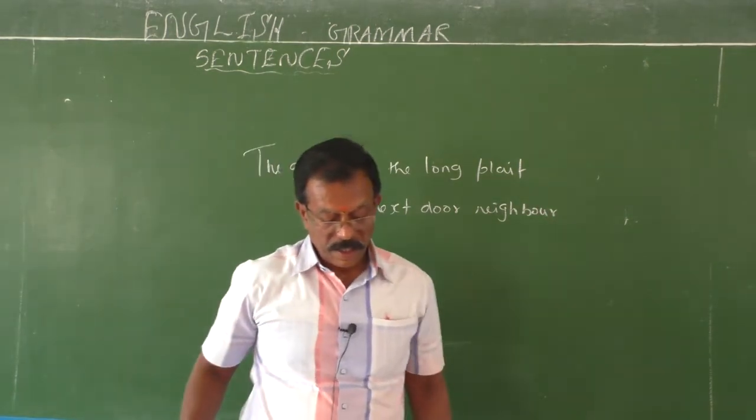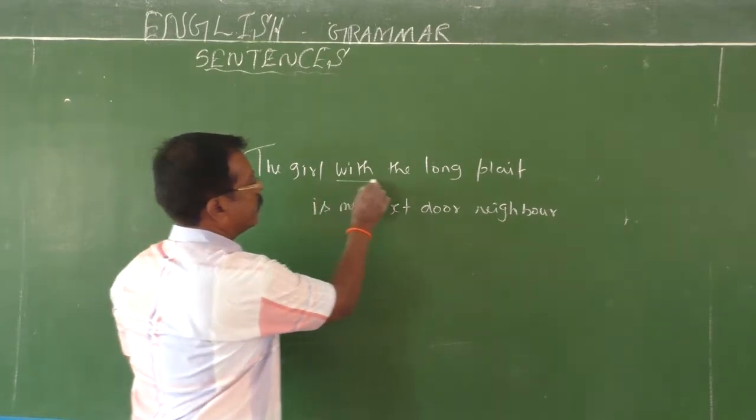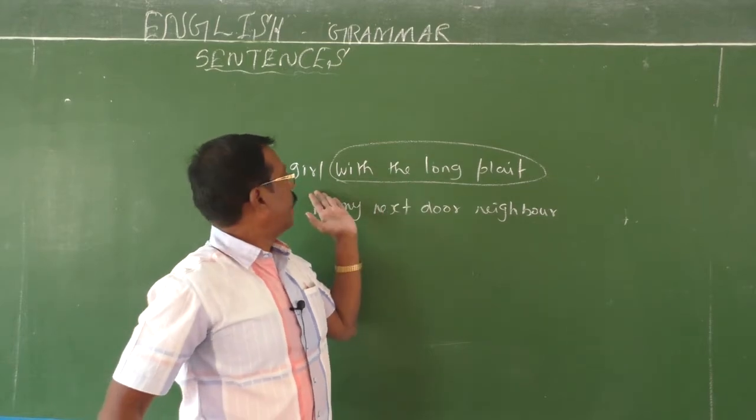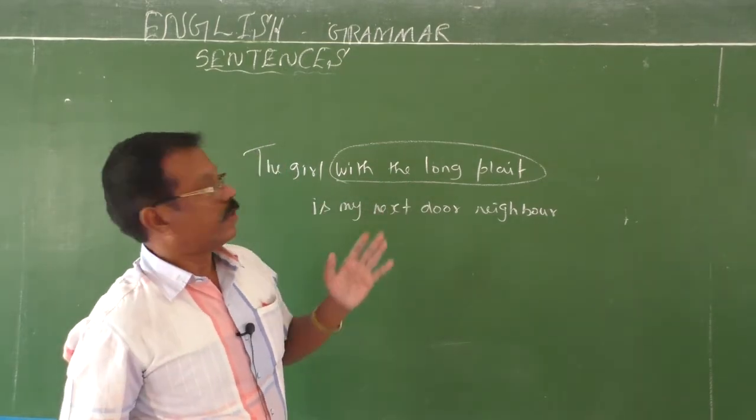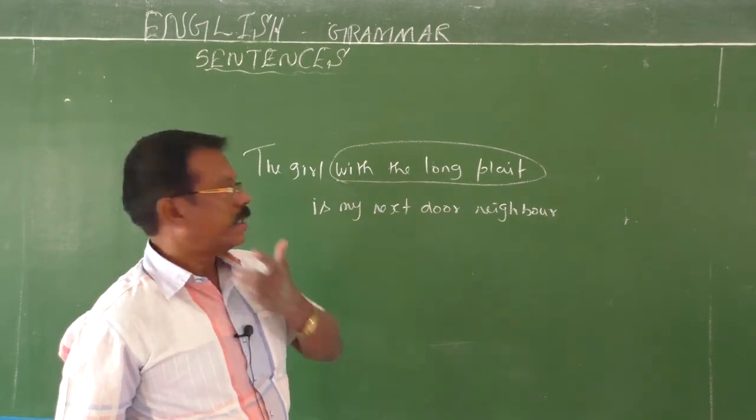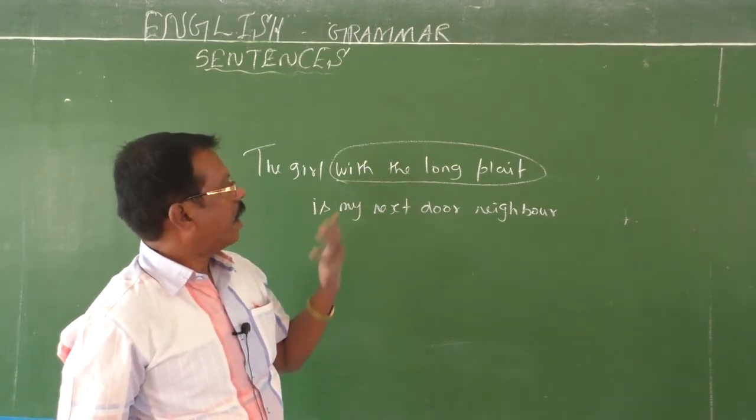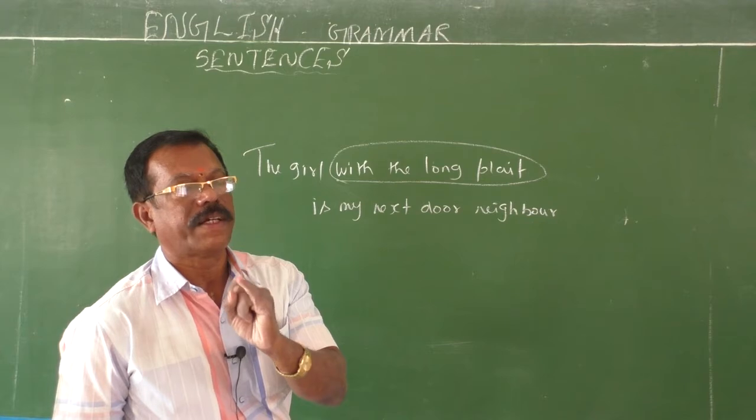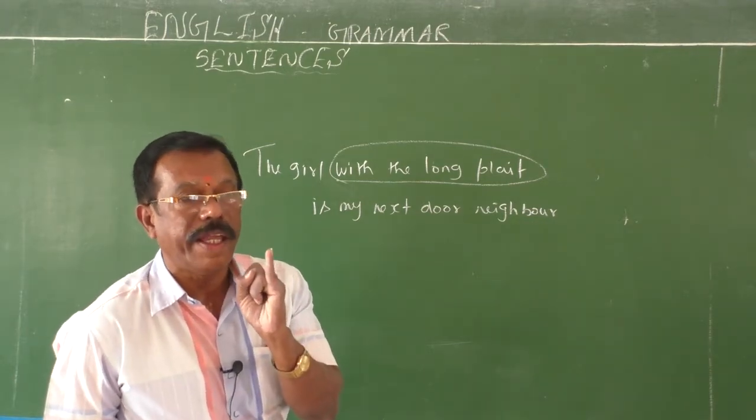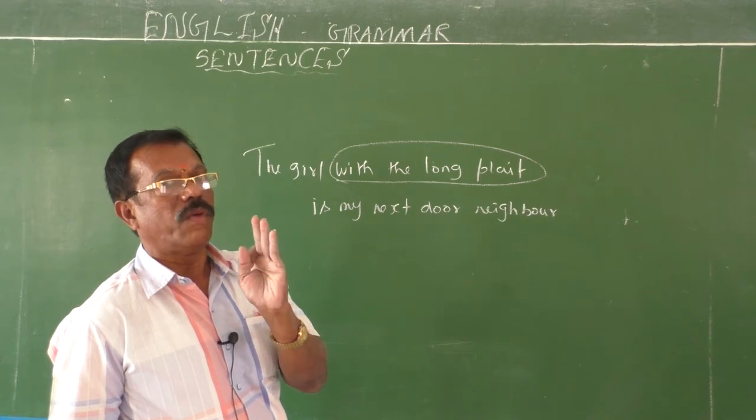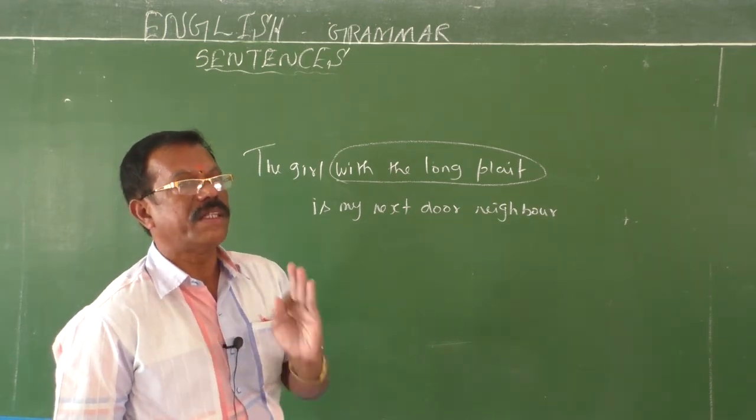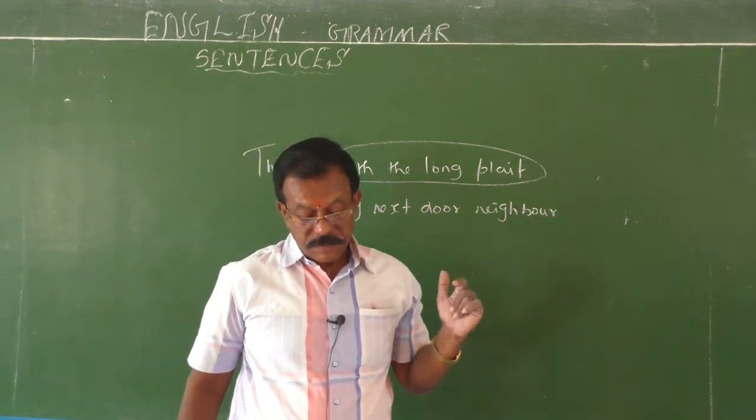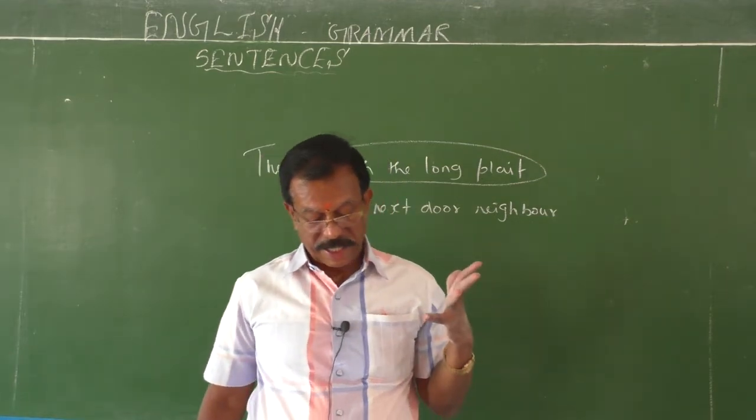Here, what is the phrase? Here, the girl with the long plait is a phrase. This is an adjectival phrase because it describes a noun, the antecedent girl. Therefore, this is an example for a simple sentence. So a simple sentence may have long phrases like this, but it has only one independent clause. It should have only one main idea and only one finite verb. If it satisfies all these criteria, then it may be called a simple sentence. A simple sentence is not always short in length.